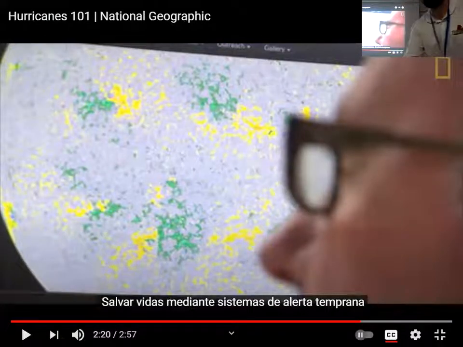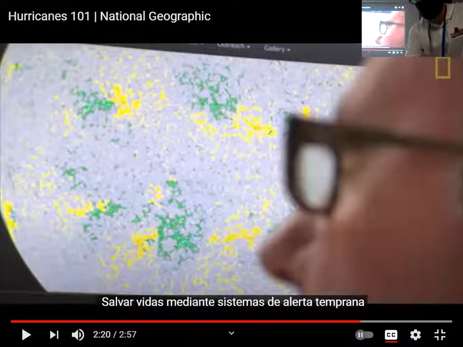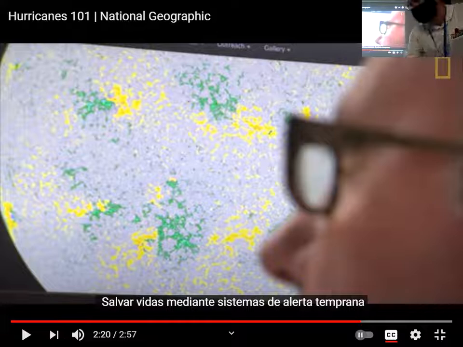So just to save you time, I wanted to give us a rundown there of hurricane formation and also hurricane damage.